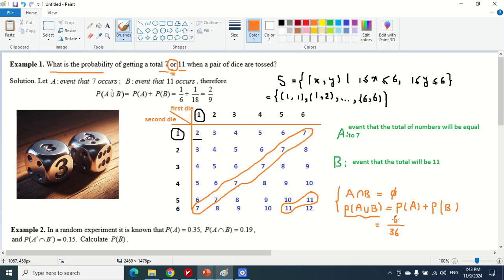So I have 6 over 36, or 1 over 6, plus the cases for B, which is 2, because we have 2 cases only where the addition is equal to 11. One is when the first die is 5 and the second die is 6. The other is when the first die is 6 and the other is 5, as you can see. So it's 2 over 36, or 1 over 18, and when we add them it will be equal to 8 over 36. If you simplify that fraction by dividing by 4, the result will be 2 over 9.